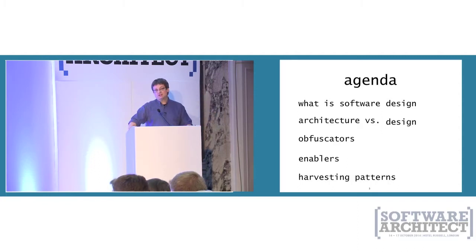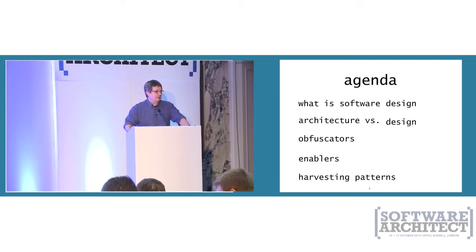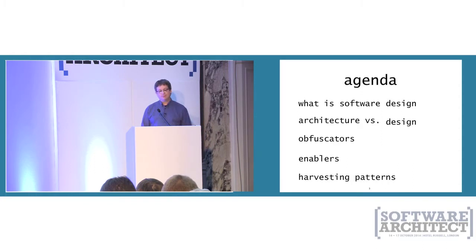I'm going to talk about things that make emergent design difficult. Then I'm going to talk about some things that make it easier and enable it. And then finally, I want to talk about some concrete techniques for once you've discovered these little patterns lurking in your code, to help you find those things and then harvest them and take advantage of them.